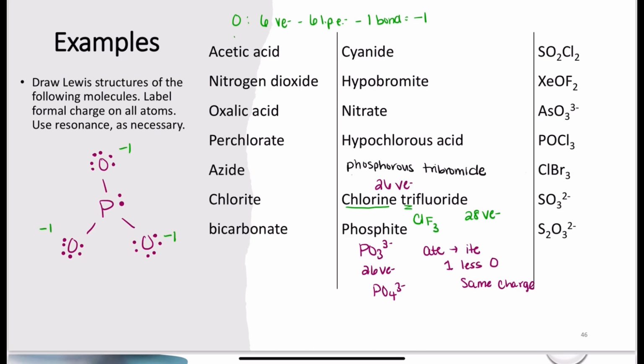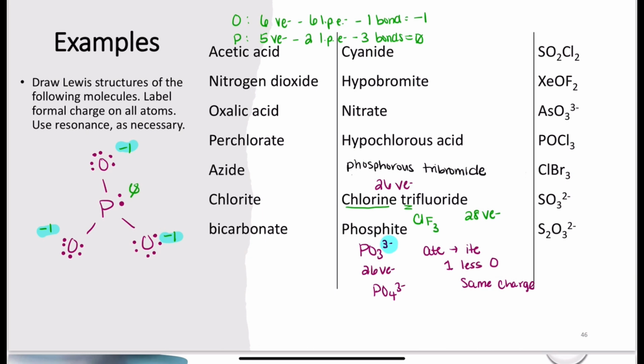Phosphorus, we're going to find, follows the trend of nitrogen. 5 valence electrons, 2 lone pair electrons, and 3 bonds give me a 0. So when phosphorus has 3 bonds and a lone pair, it will also have that 0 charge. Overall, my formal charge here, -1 plus -1 plus -1, is equaling the charge on the ion itself. That is my complete and correct Lewis structure.